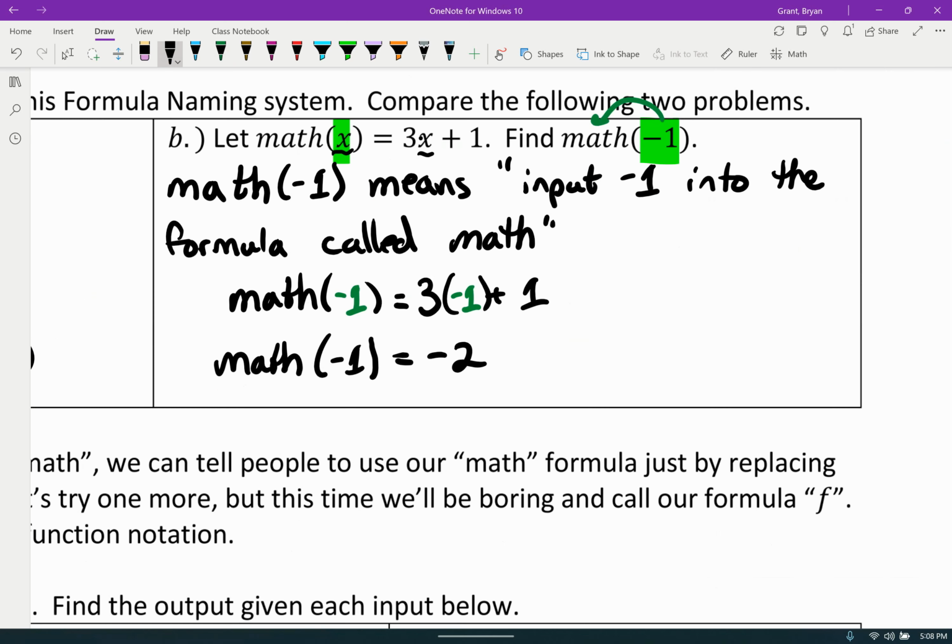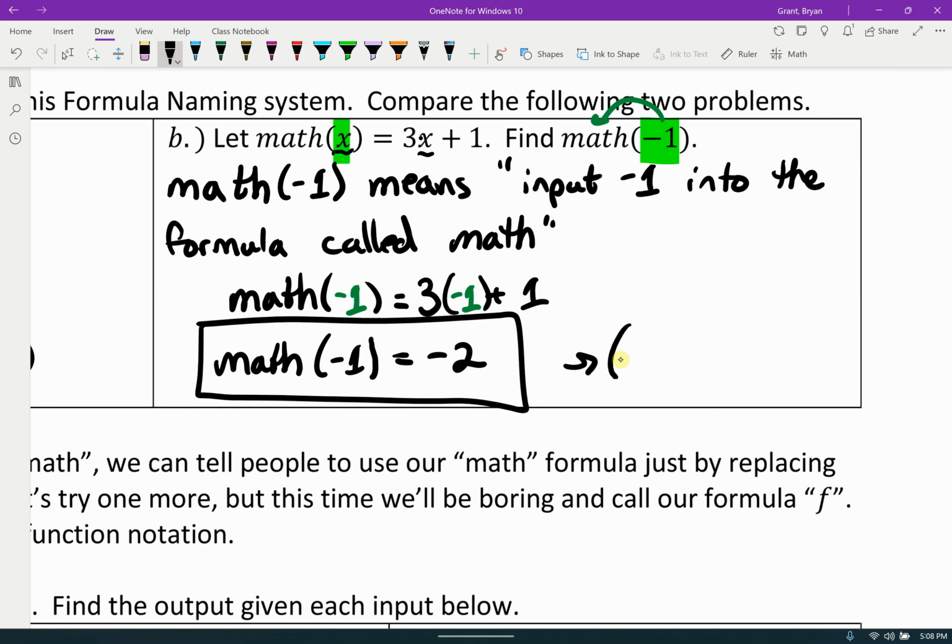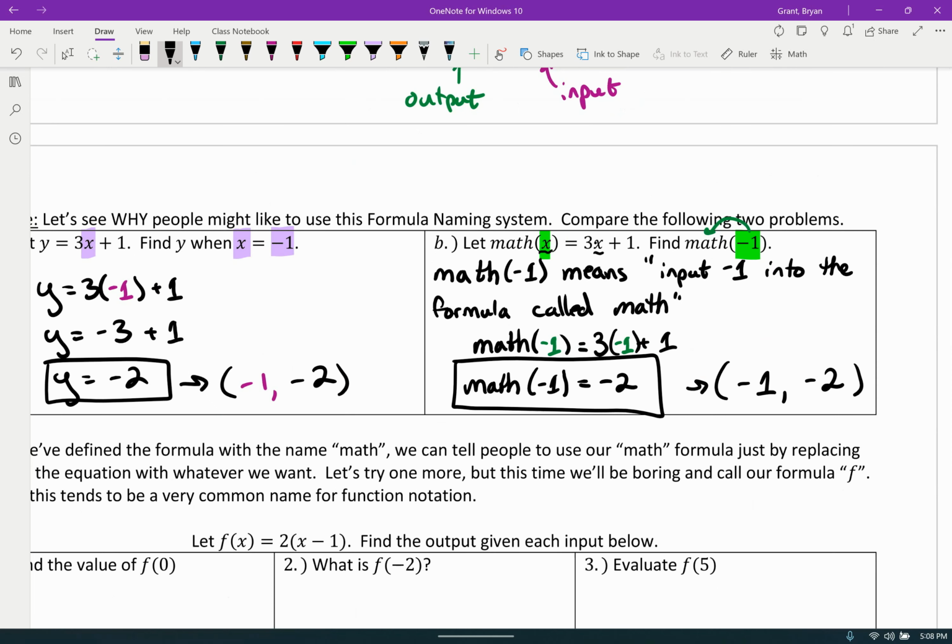It is negative 2. So math of negative 1, when we substitute negative 1 into our math formula, the output is negative 2. Another way to write this is we found negative 1 was inputted, negative 2 was outputted. Right? It's the same answer that we got on the other side. It's just phrased a different way.